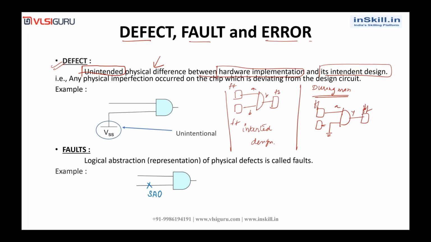So this has happened unintentionally. According to the intended design, what has to come to the B input of this AND gate? It should be coming from this flop's output. But during manufacturing, what has happened? Unintentionally, the B input of this AND gate has got connected to ground. That is a defect.